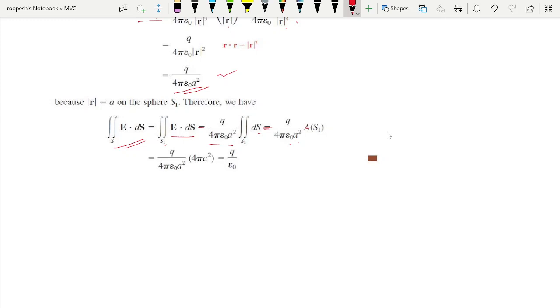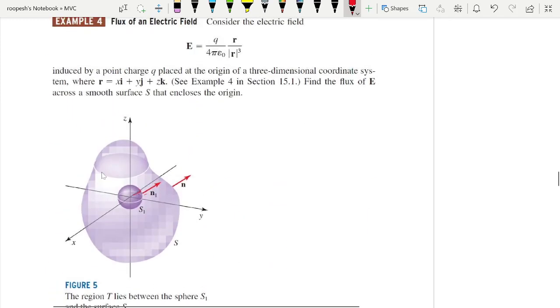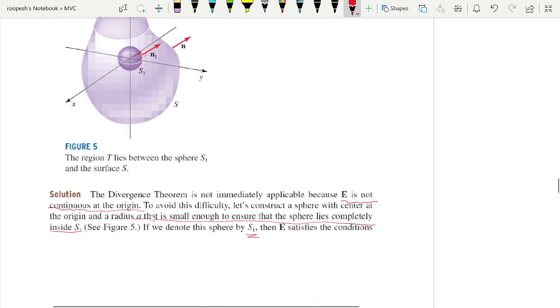Now what is S1? Sphere of radius a. So that will become q by constant into total surface area 4 pi into a square. So you can cancel a square, and what you're getting is q by epsilon naught. So this is the way we go for surfaces like this. Here the problem was that the divergence theorem we cannot apply directly, since E is not continuous at the origin.